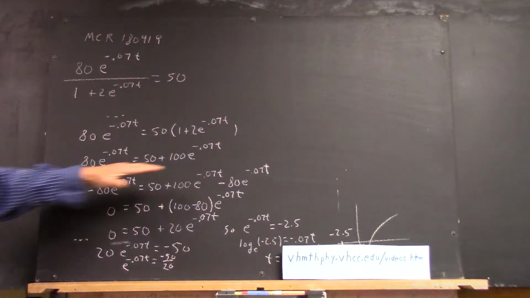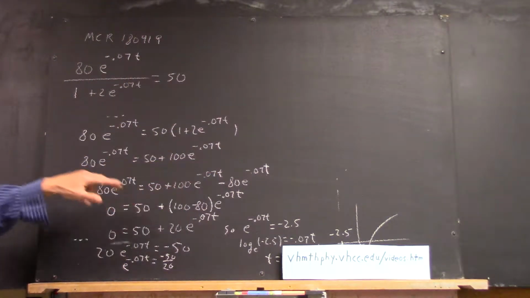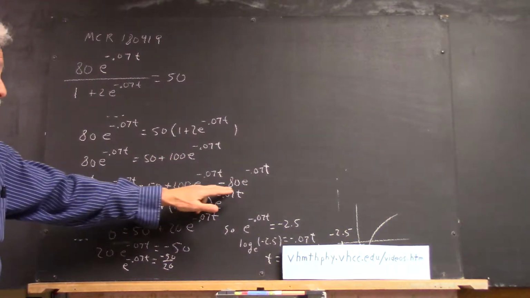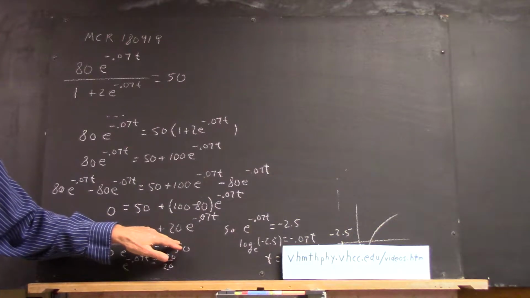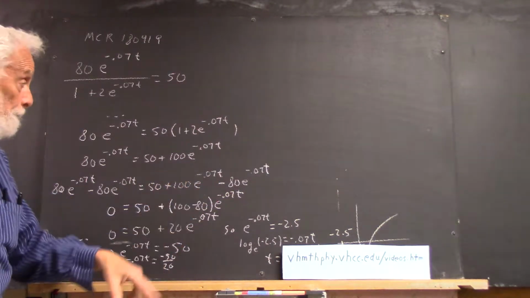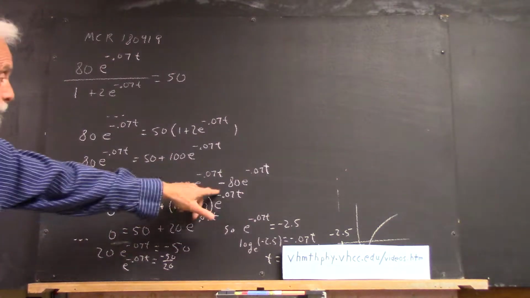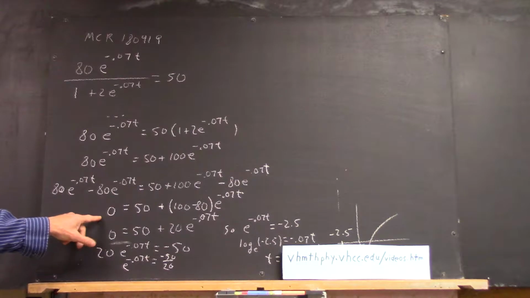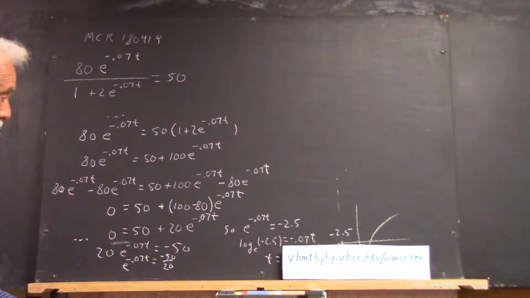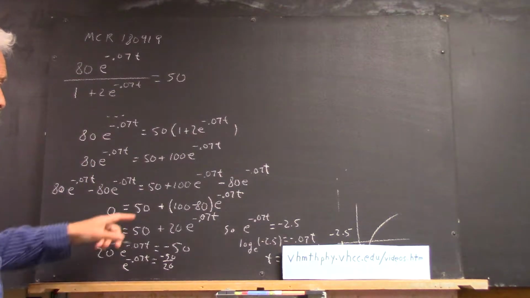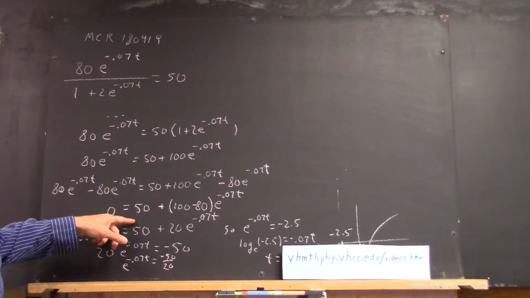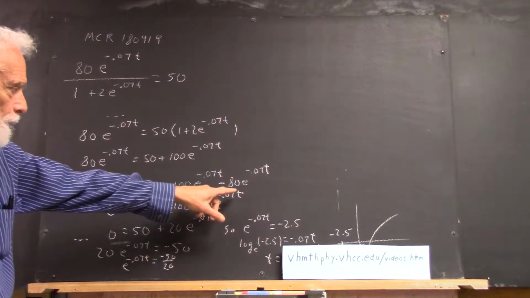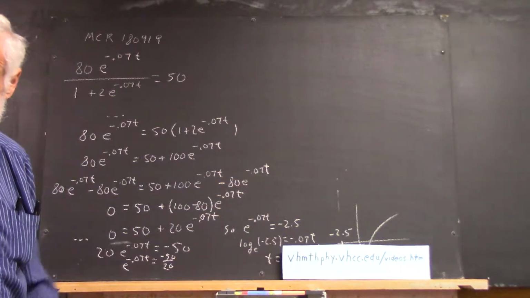We have like terms here and here, right? And if we subtract this one from both sides, then those like terms are going to be on the same side, and we can combine them, right? So that's all we do. Excellent. Okay, so we subtract that, and we end up with 0 on this side. That won't stay 0, but right now it's 0. Equals 50 plus, well, we're going to have the 100 e to the negative 0.07t minus 80 e to the negative 0.07t.